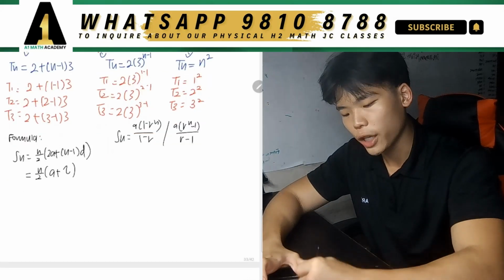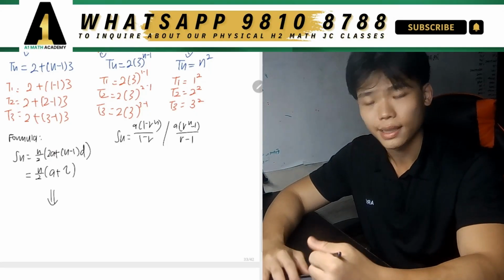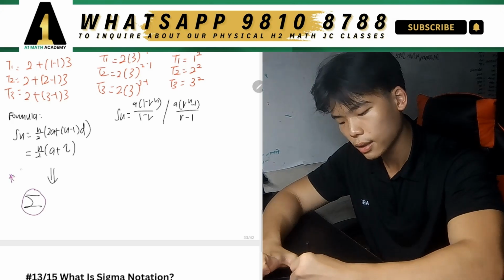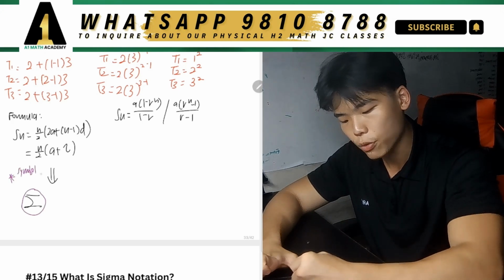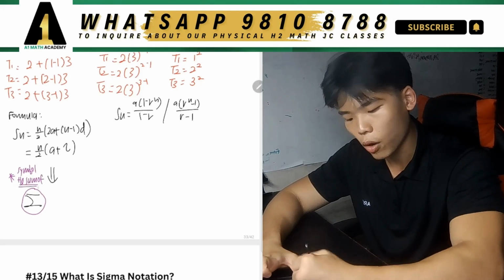So if we want to generalize the way that we actually represent these two, it will be in this thing called the sigma notation. So sigma notation has this symbol over here. I'm just going to write here. It's a symbol that basically represents the sum of. Okay, we call this the sum of.